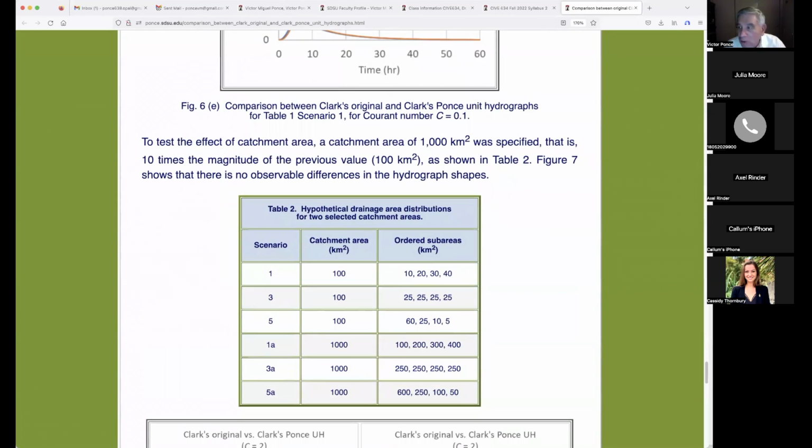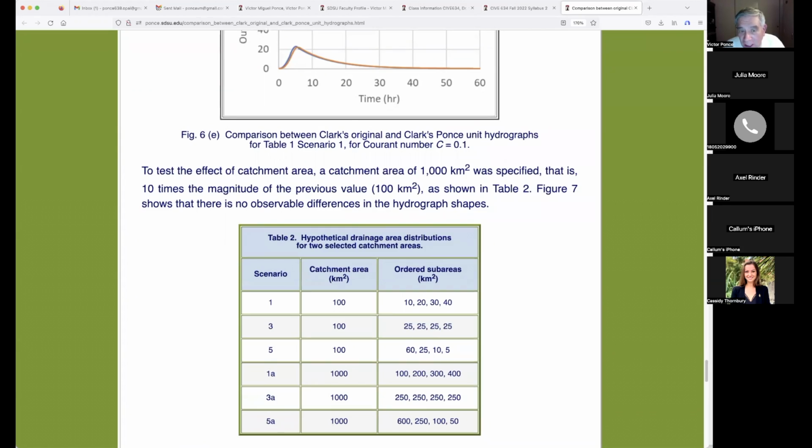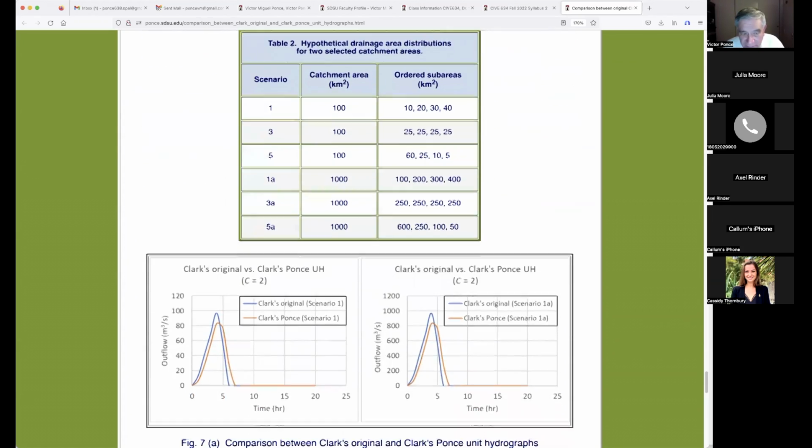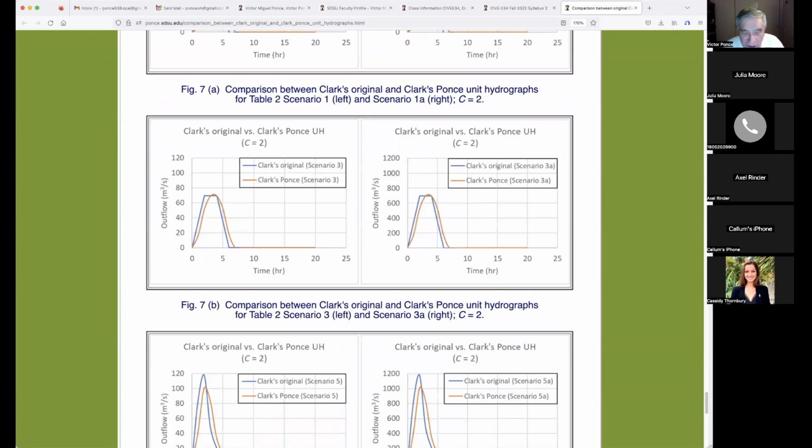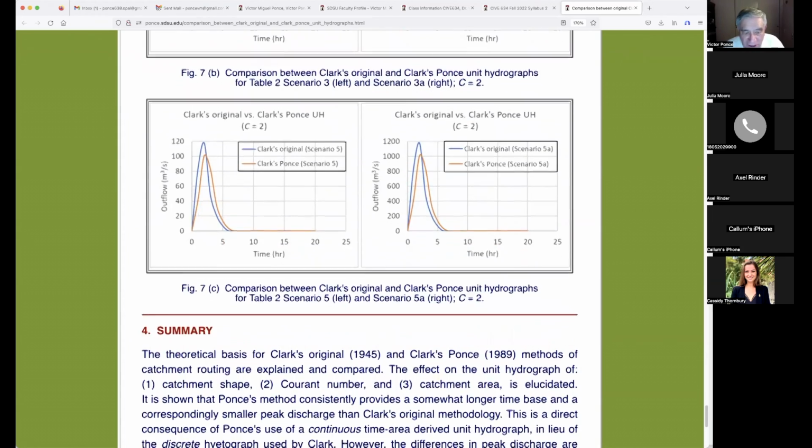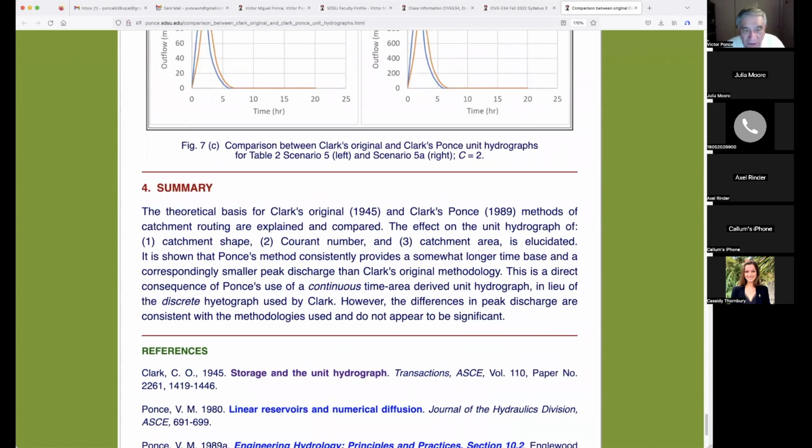So as you can see, we're doing a lot more analysis here than Nuccitelli ever did. Nuccitelli was doing a show basically because it was the beginning, the first. You cannot do too much. So she did the demonstration of the concept, and then Scott did the testing. So we got the graphs in here, as you can see, all kinds of variations in the summary of the theoretical basis for Clark's original and Clark Ponce's methods are explained and compared.